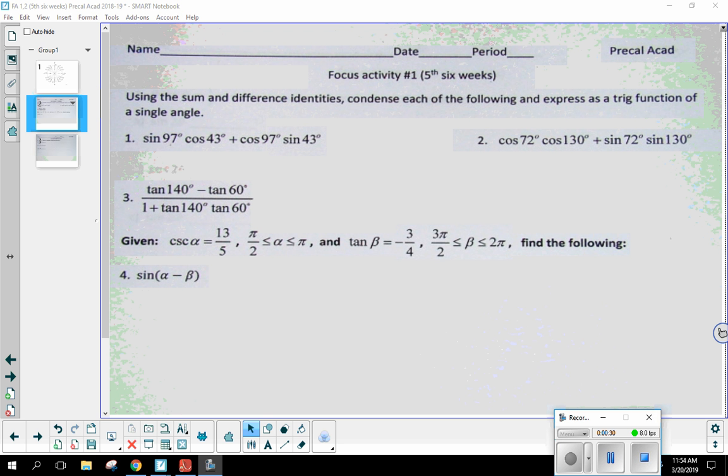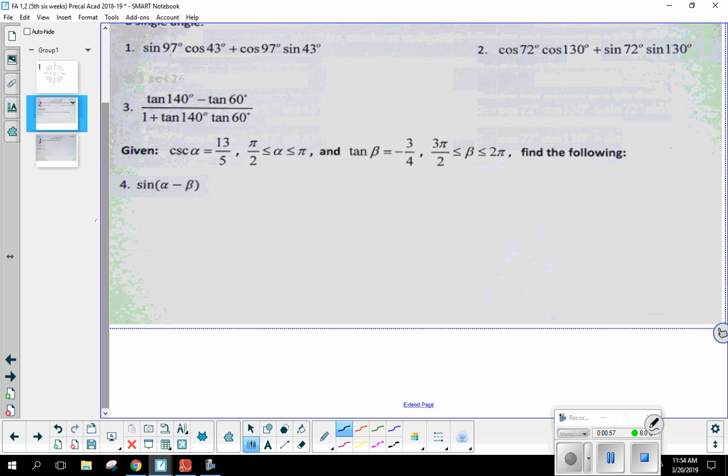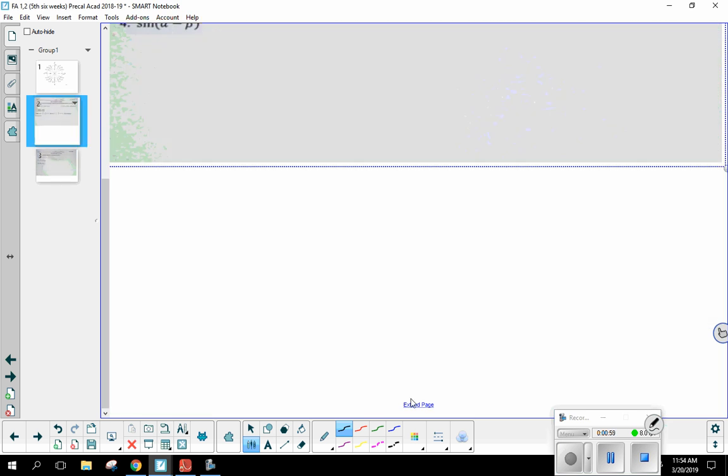We are going to go ahead and start the next unit. Now, if that's Friday or even Tuesday, that's fine, but we're going to move on to vectors after this. Kind of change things up a little bit. But we have our first focus activity because we did some happy minutes at the beginning of the grading period. Using the sum and difference identities, so it's actually been a while since we've seen those. Condense each of the following and express as a trig function of a single angle. Okay, so it's been long enough, maybe we need to go ahead and review those.